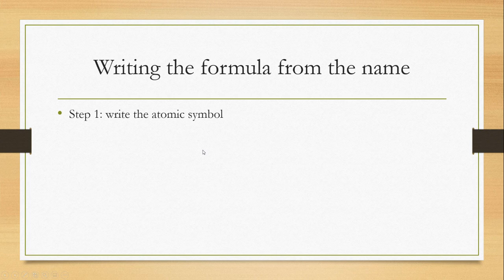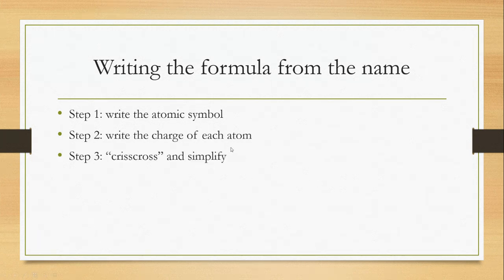The first thing you want to do is write the atomic symbols of each element. You'll want to write the charge of each ion, and then you'll crisscross them and simplify. I'll show you what I mean, because that's some weird steps, but it's easier if I just write out this example. So we have potassium fluoride.